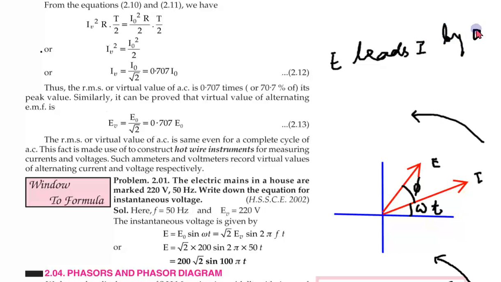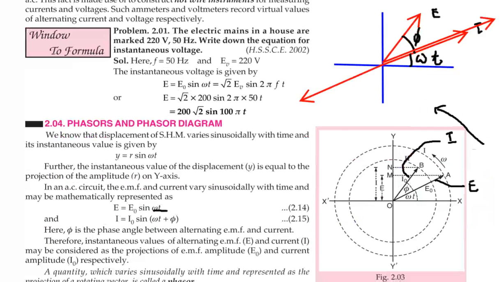If the phase angle phi is equal to 0, it means I and E are in the same line, so they are in the same phase. And if E and I are in opposite directions, they are out of phase. That means they are moving out of phase.